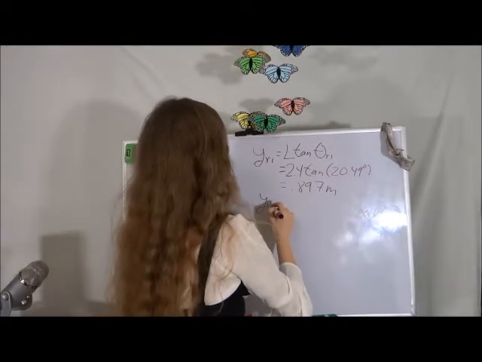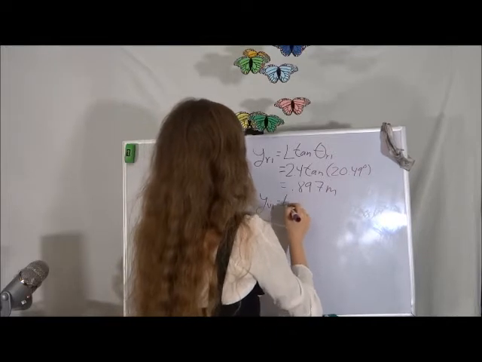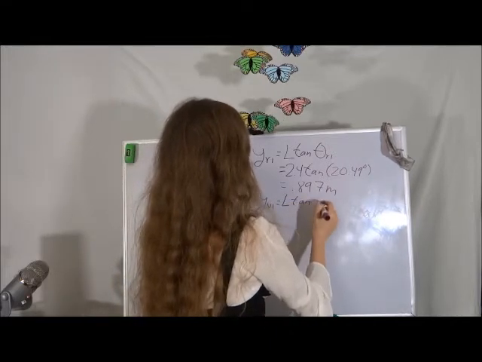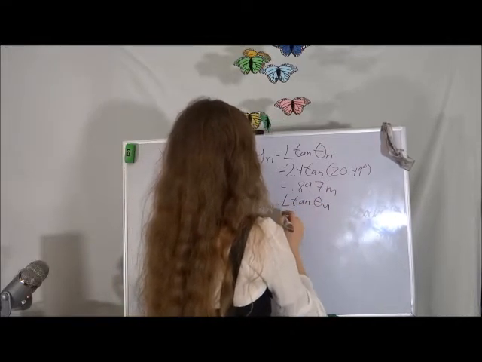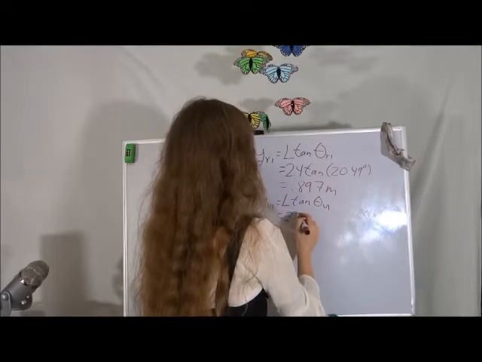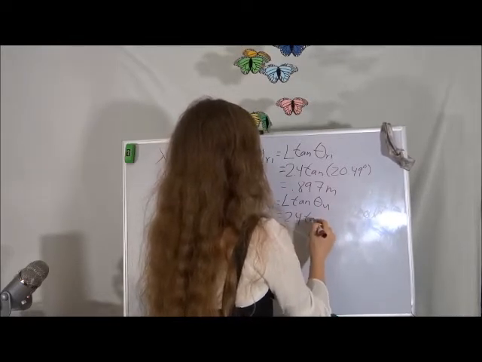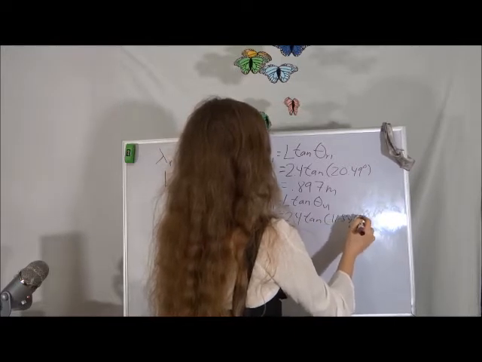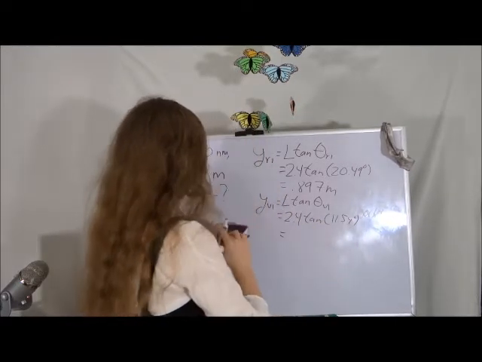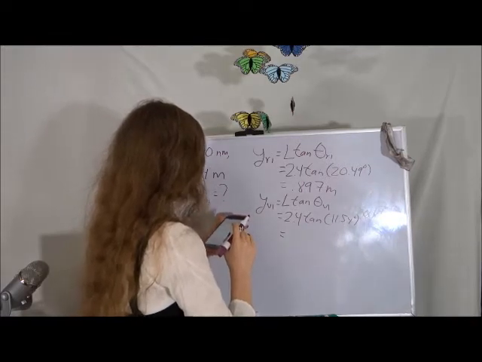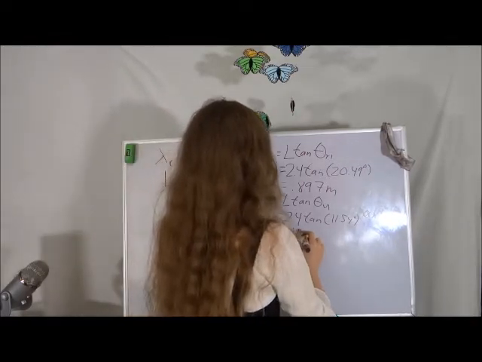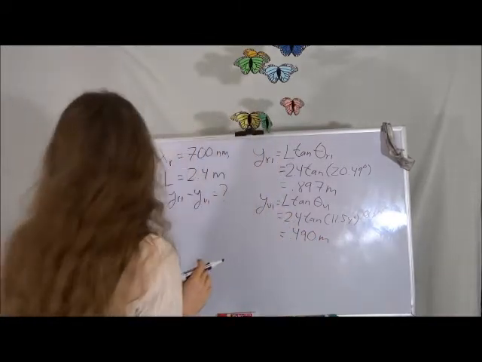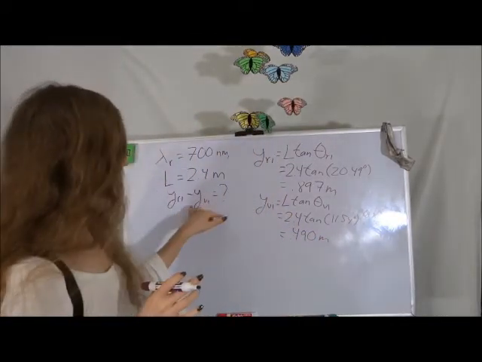We're going to have YV1 is equal to L tan theta V1. So it's going to be 2.4 tan of 11.54 degrees. And this will work out to be about 0.490 meters. Now the last thing we have to do is find the difference between these two.